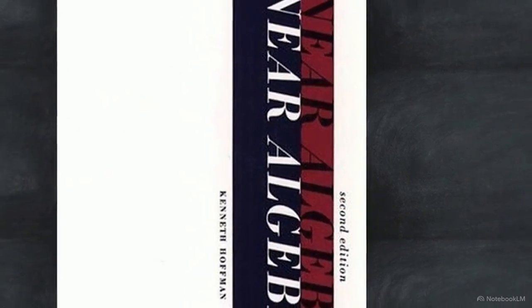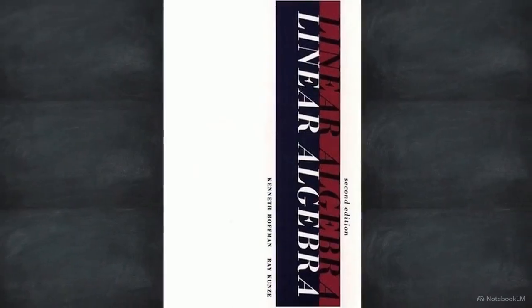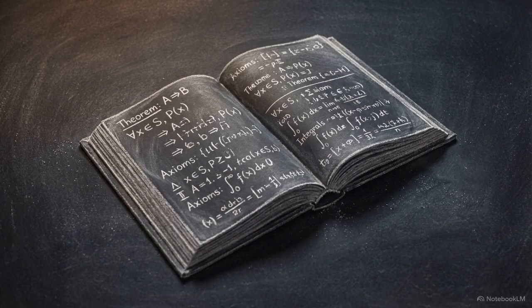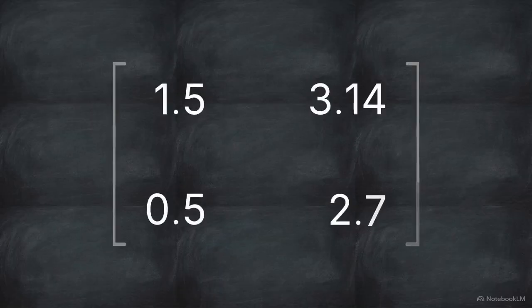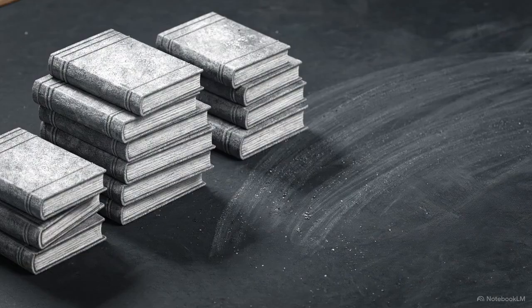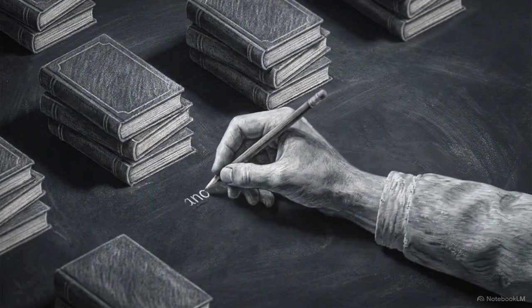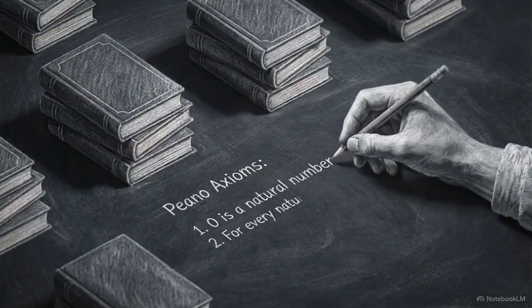To understand linear algebra at the university level, students often turn to Hoffman and Kunze. The text builds the subject from the ground up, relying on strict logical proofs rather than computational shortcuts. Most introductory courses teach matrix operations using standard real numbers, but a mathematician asks a different question. What is the absolute minimum set of rules required for matrix mechanics to hold together?